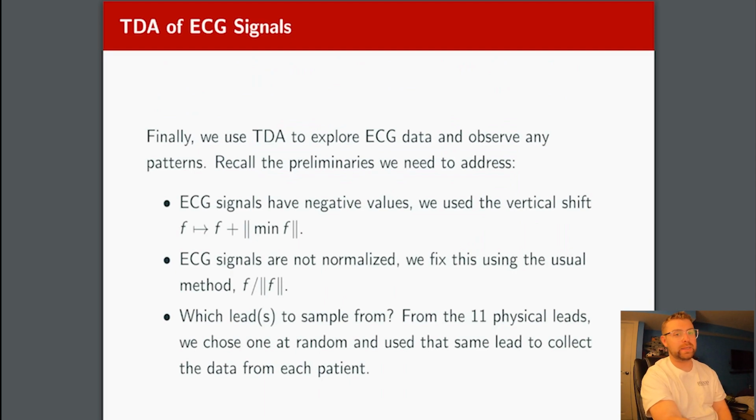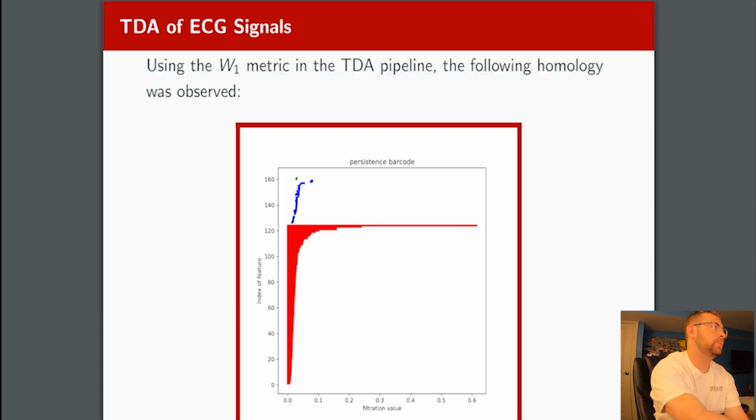So now we're going to look at ECG signals. Once again, these might have negative values, so we remedy this with that shift operator, and we normalize it as well. The only other question was which lead to sample from. From the 11 physical leads, we just chose one at random. Let's say we took lead 3, and then we used lead 3 from every single patient. So that's consistent: we chose a random lead, but then used that same numbered lead for every sample.